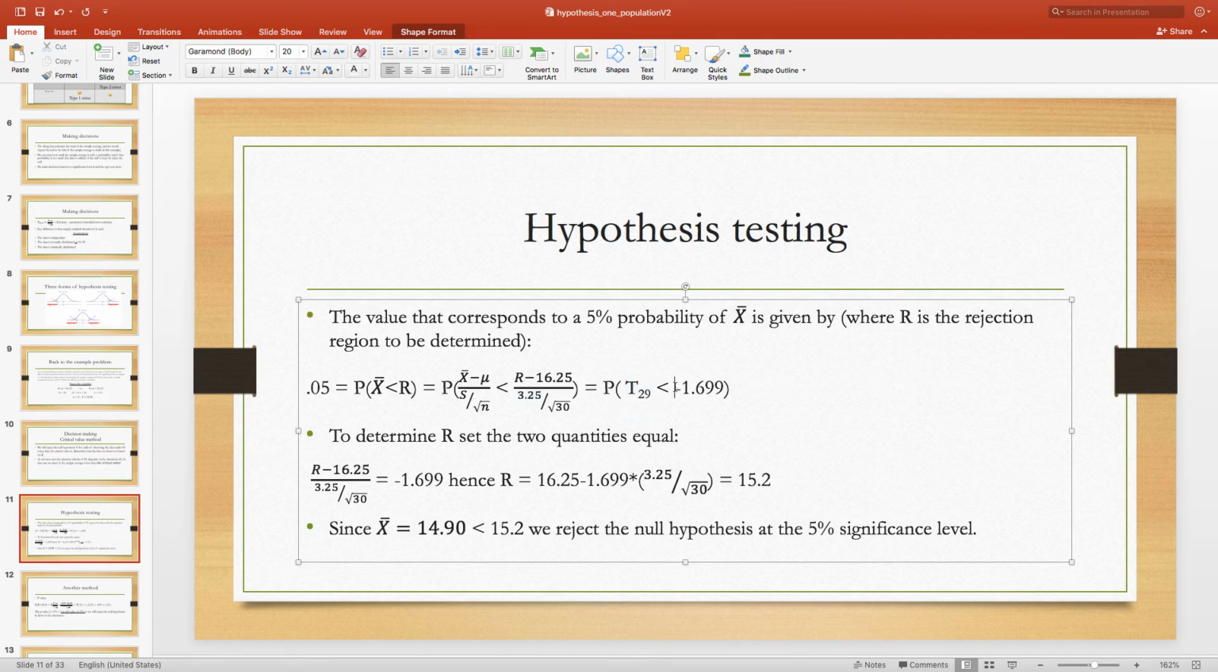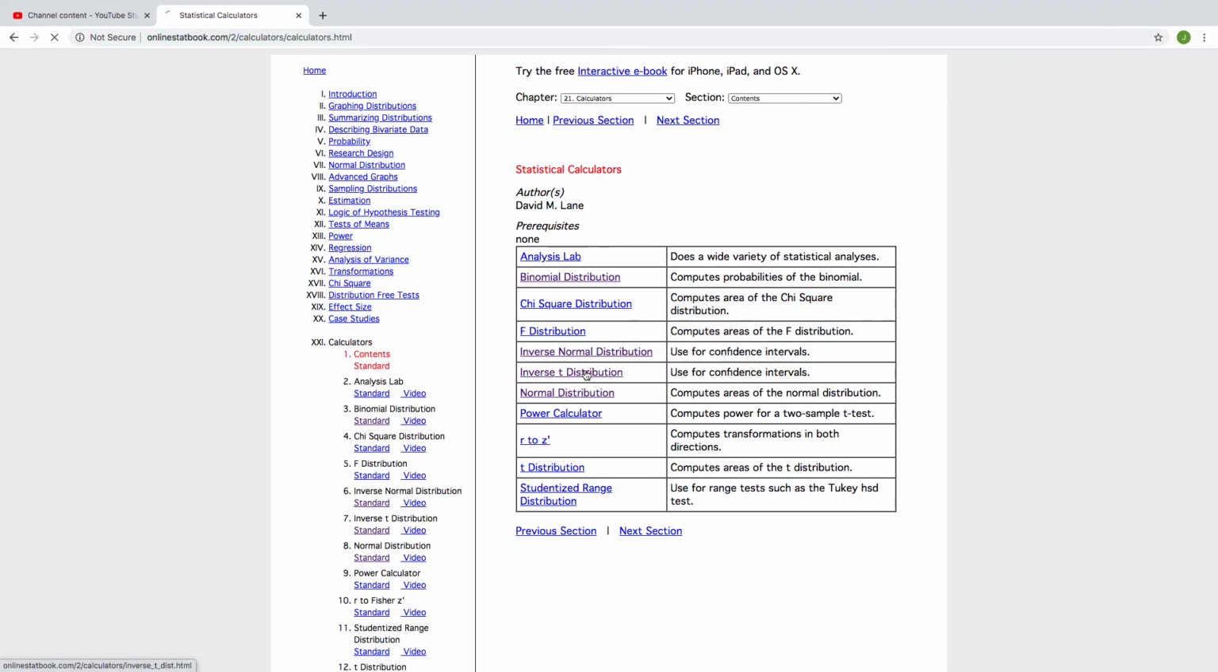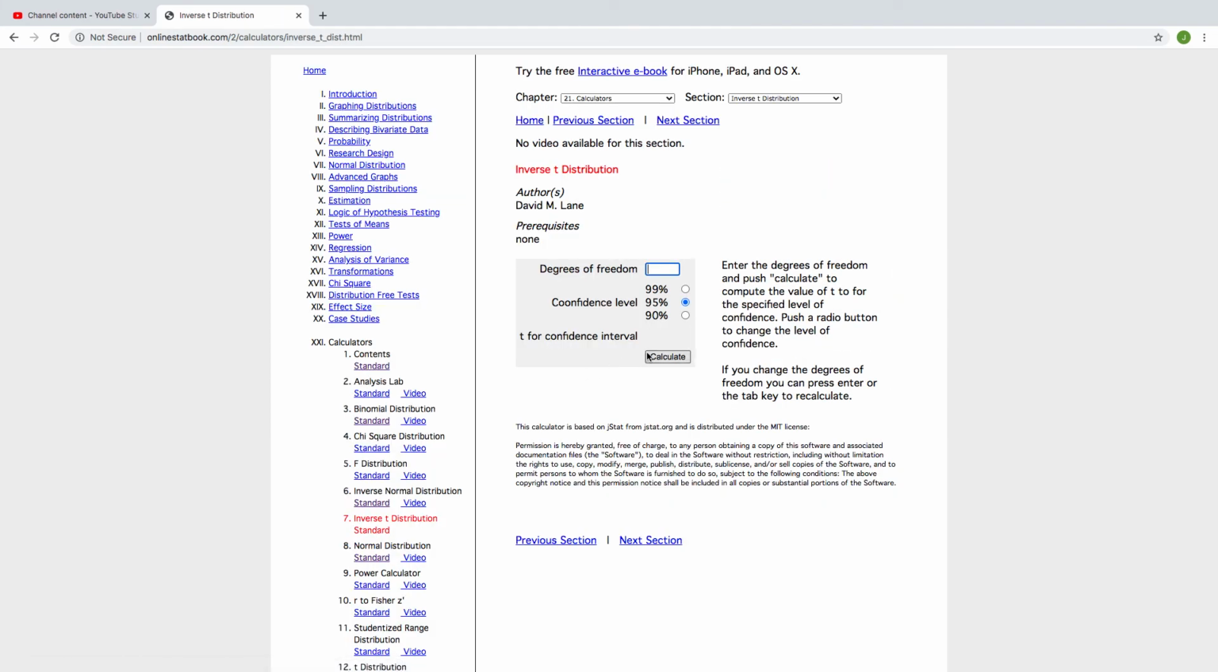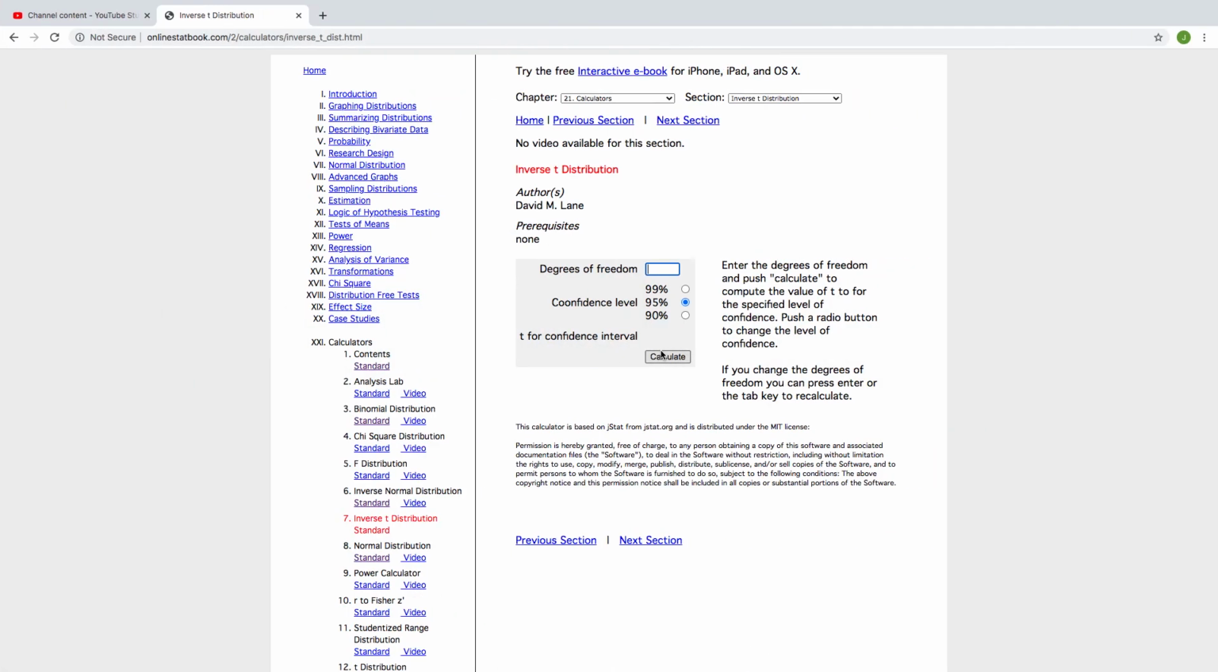Now, one thing to note is that if I want 5% of the area of a t-distribution to be less than a value, 1.699 is the value that corresponds to the 5th percentile. I can determine the value of 1.699 using an online calculator. I'm going to do the inverse t-distribution. I have 29 degrees of freedom.